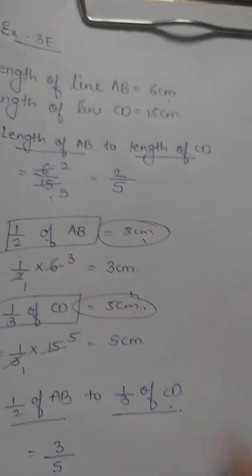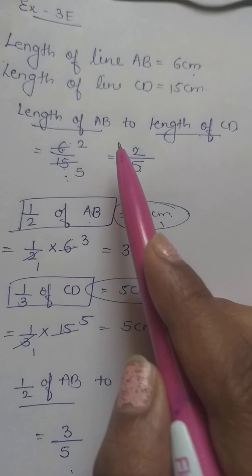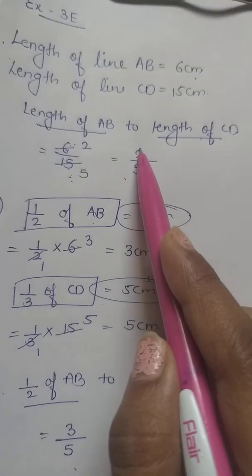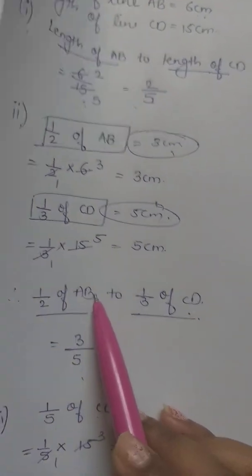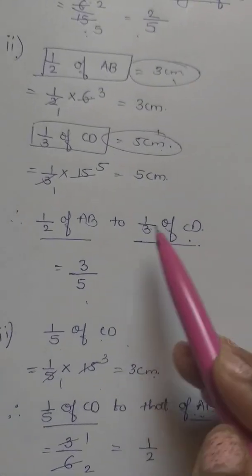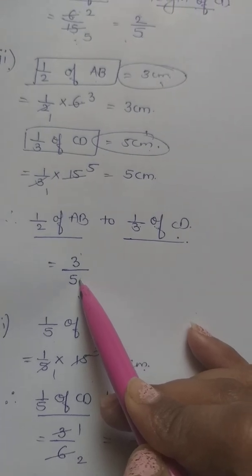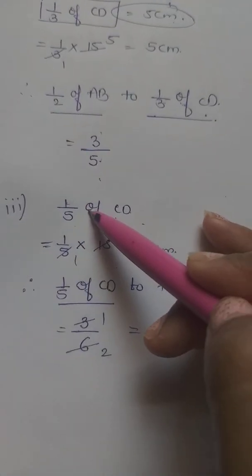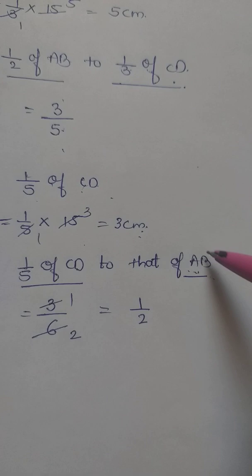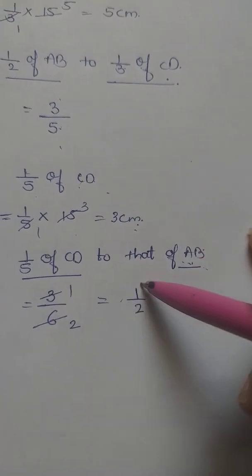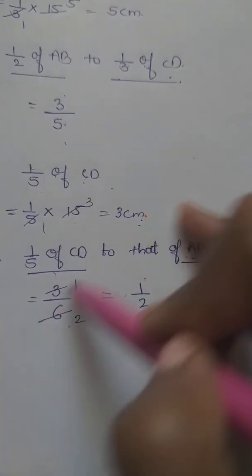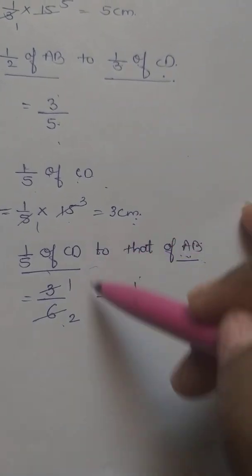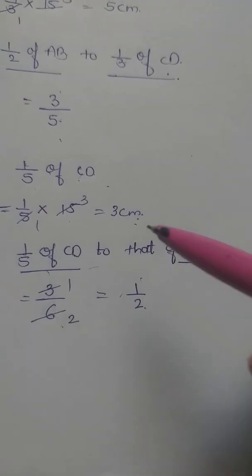So let's go through all of them. Length of AB to length of CD, 2/5, first answer. Second, half of AB to 1/3 of CD, 3/5. And third answer, 1/5 of CD to AB, that is 1/2. How come? 3/6, cancel, 1/2. Final answer.